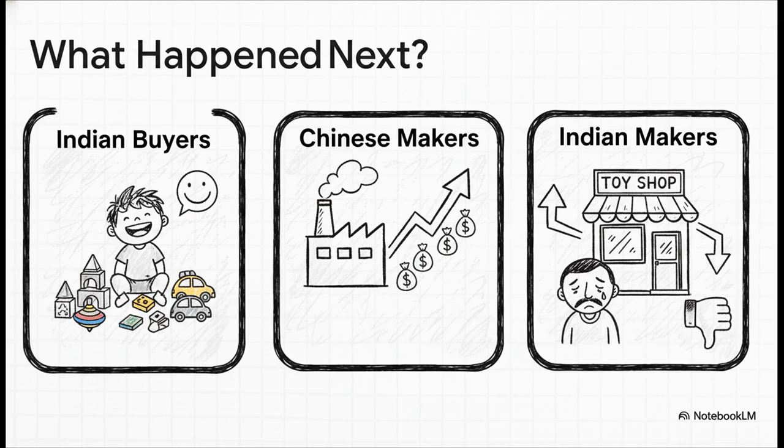First, the Indian buyers. For them, it was good news. They now had more choices, and the toys were available at lower prices. Second, the Chinese toy makers. For them, it was a great success. They got a brand new market to sell their products. But what about our Indian toy makers? For them, it was a very difficult time. Their toys were being sold much less because they could not compete with the lower prices. Many of them faced huge losses. This shows us the real impact of global competition.